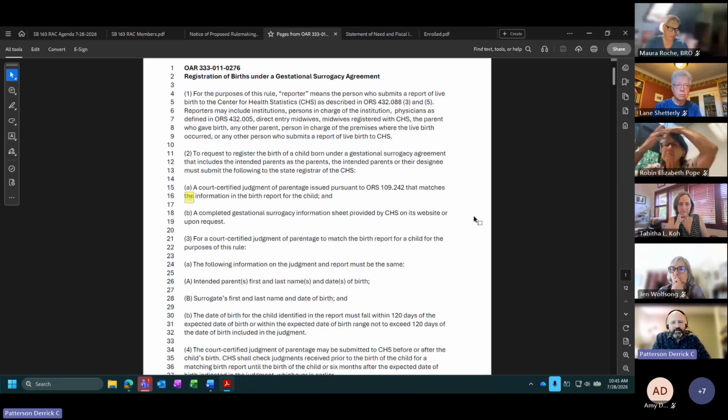Anything else on section 2? I do want to add here, there have been some questions around "issued pursuant to ORS 109.242" and whether it would be required that that is cited in the judgment. We wanted to get your feedback on that requirement.